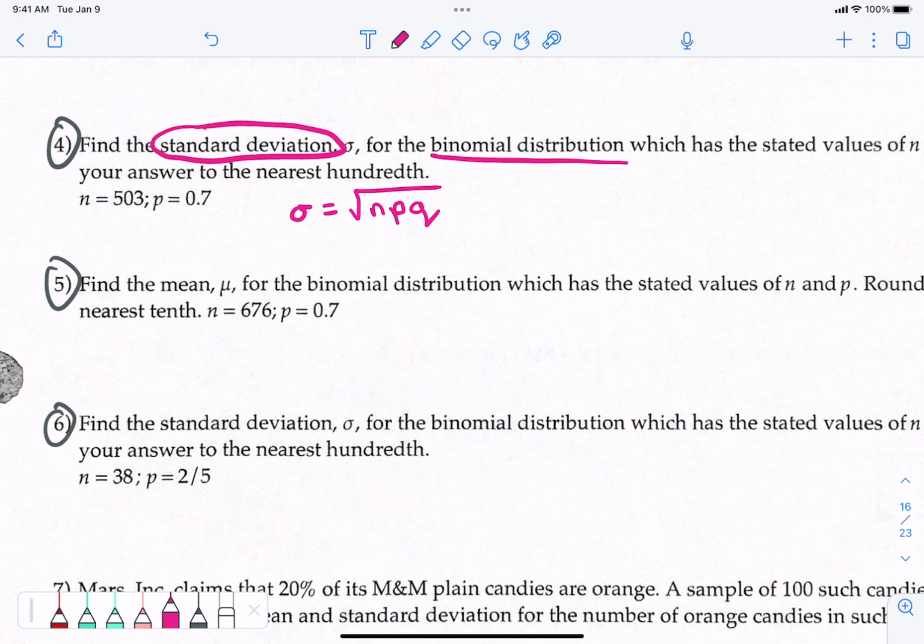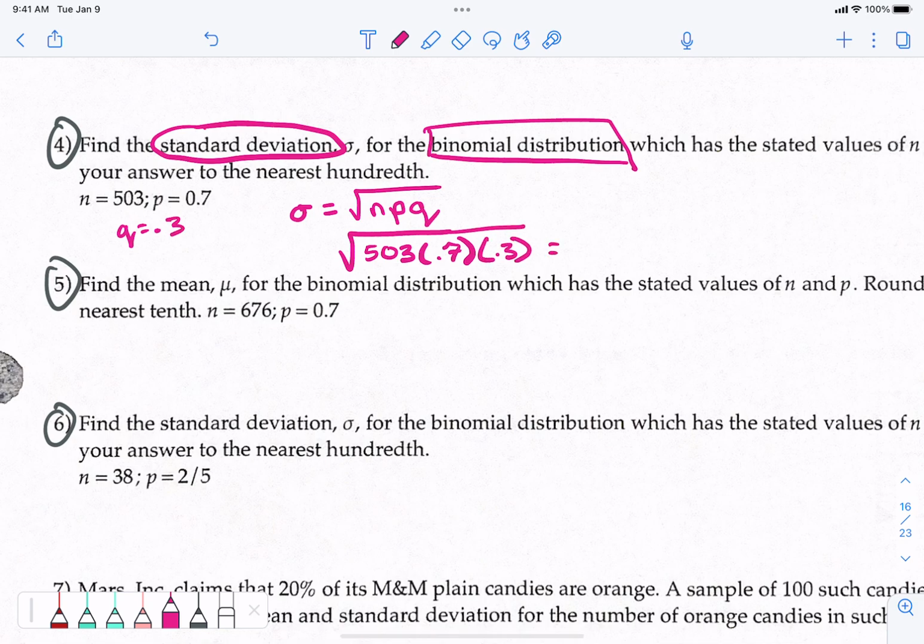So practice looking that up on your yellow sheet. It should be under binomial, which is the 5-2 section, and you're looking for standard deviation. Square root of npq. n is 503. p is 0.7, that means q is 0.3. So I got 10.3. And you got 10.3? Anybody want to check her or do we believe her? I'm pretty sure I believe her. Yeah, I think so.